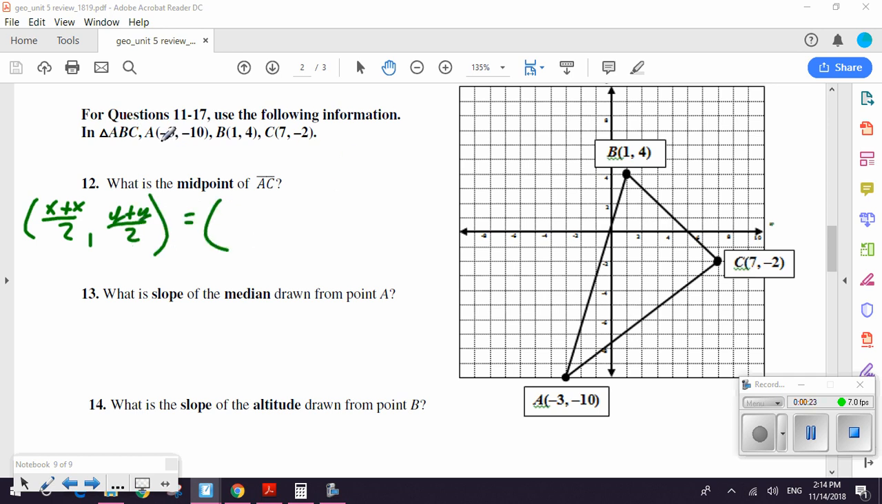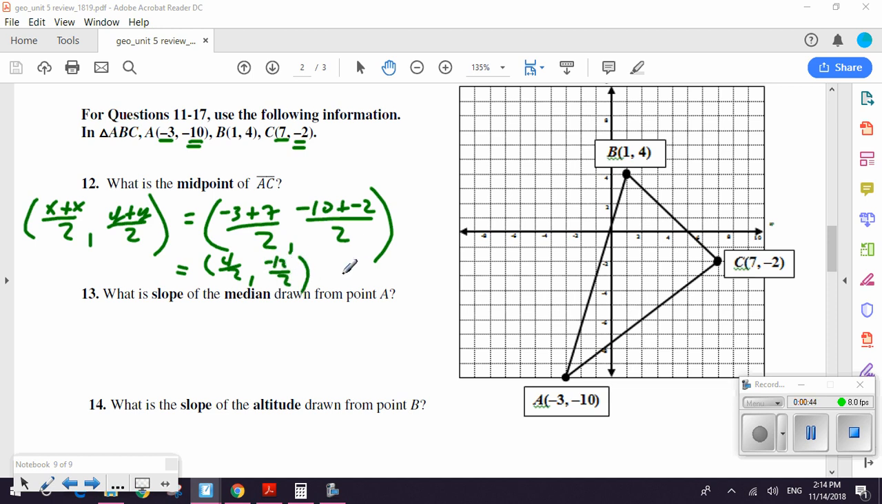So for A and for C, the x's are -3 and 7. The y's are -10 and -2. So I would get 4 over 2 and -12 over 2. And when I reduce, it would be 2 and -6. So please show the formula.